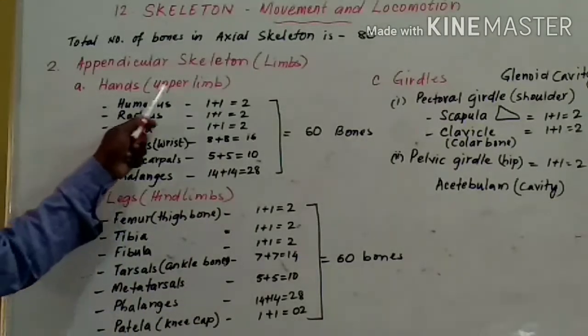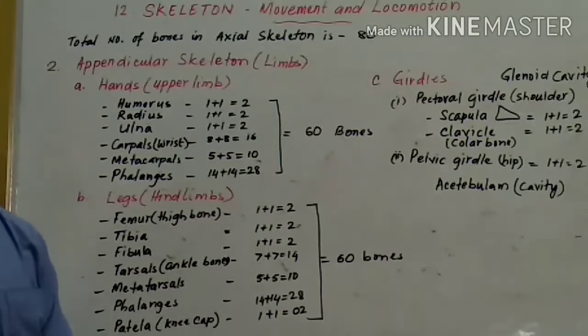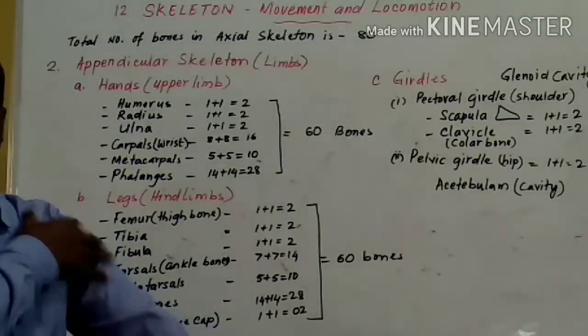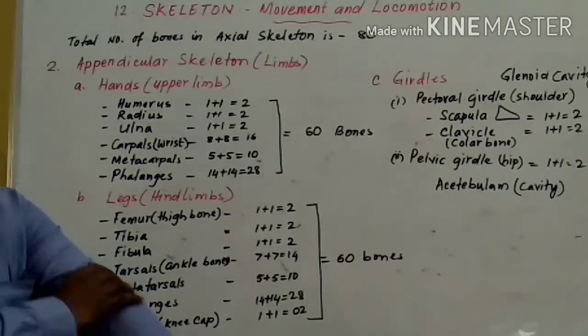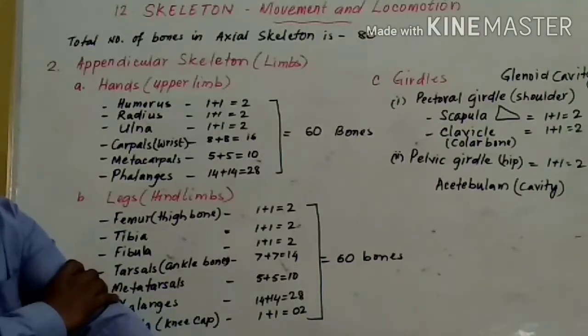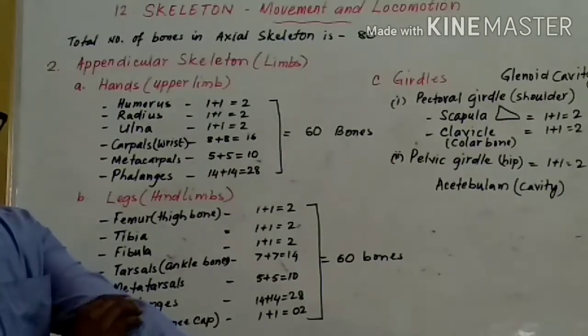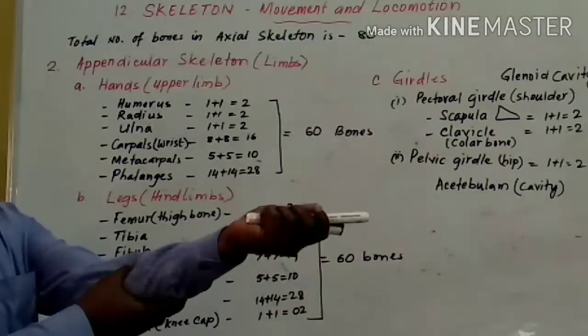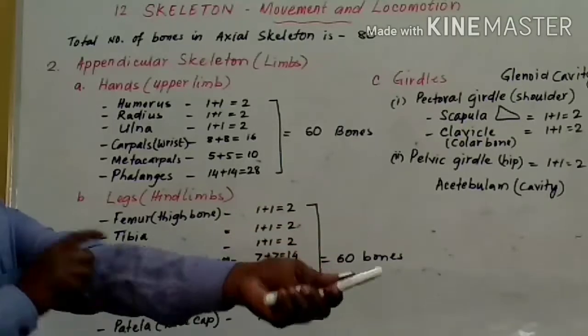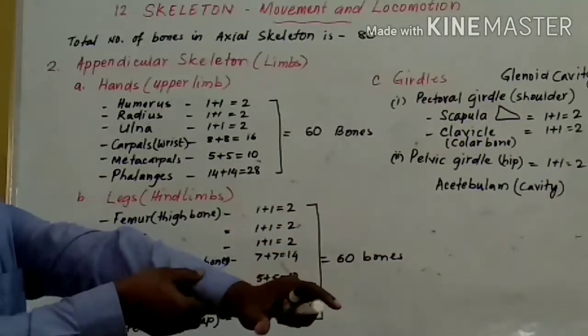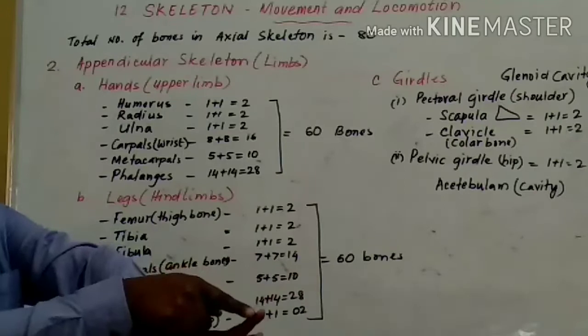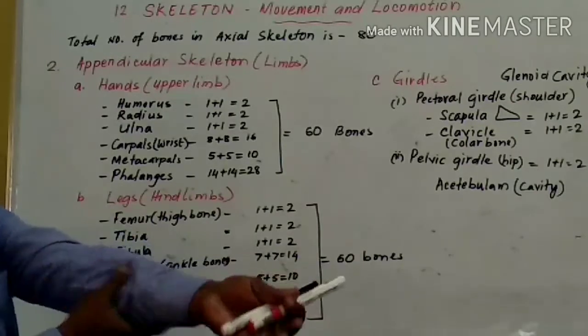Let's see, hands, upper limbs. Humerus, the first bone that we have in the hand here is a long bone. Yes, it's a long bone. We have one humerus, 1 plus 1. That means 2 humerus. Then coming to below the elbow we have 2 bones over here. Okay, 2 bones, one towards the thumb and one towards the small finger. So 2 of them are there.